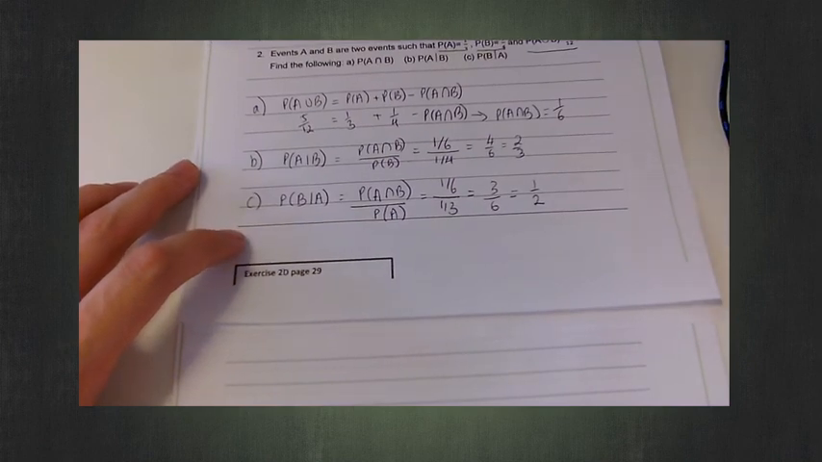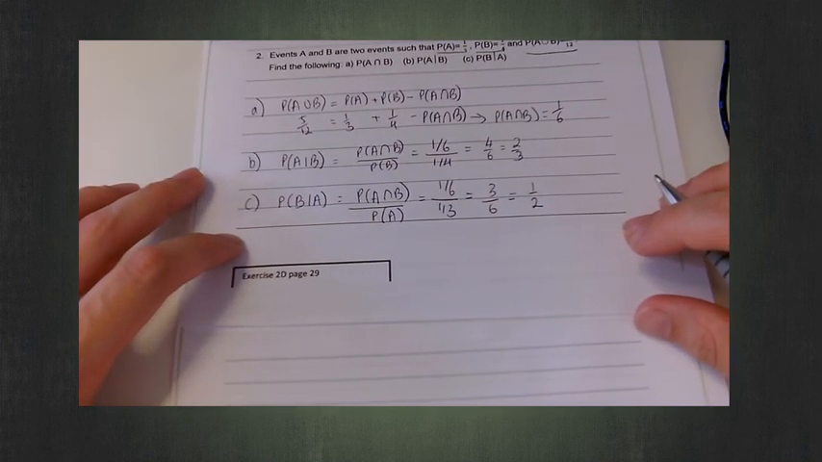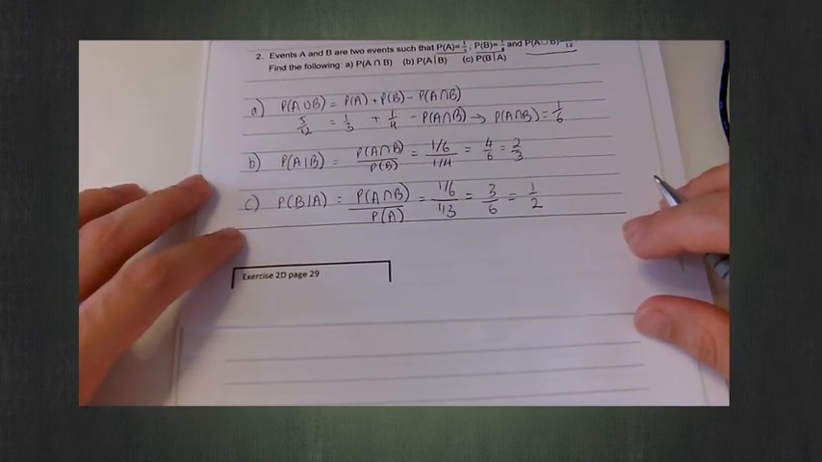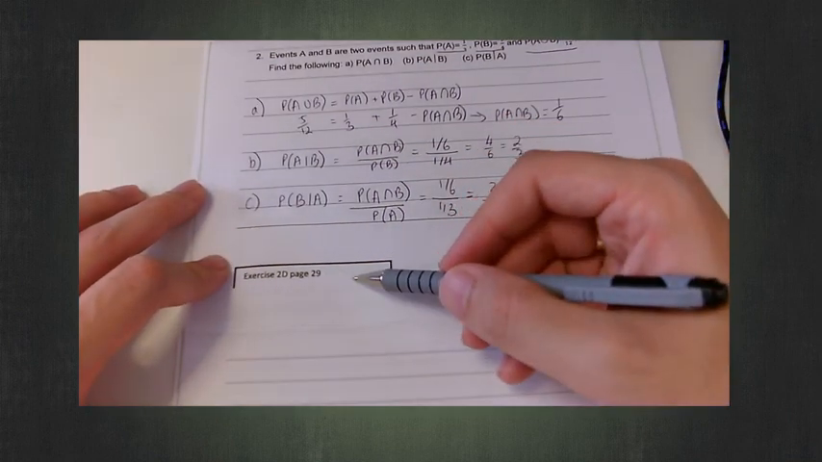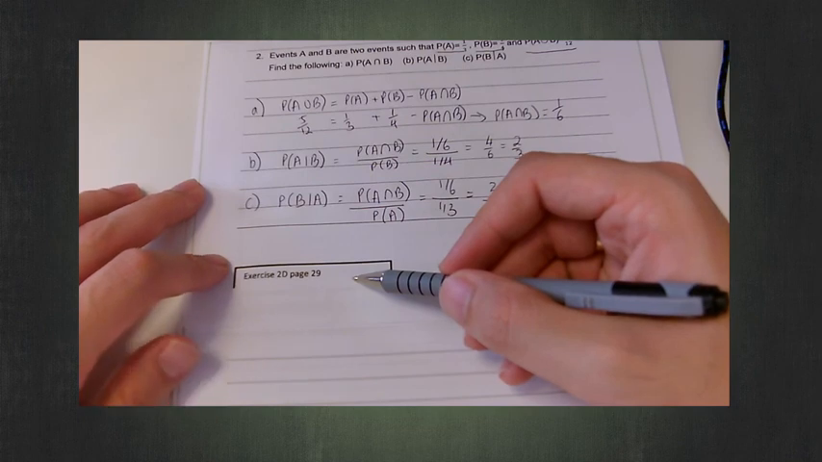Okay, so that is the essence of the probability formula, the addition formula and the multiplication formula. Page 29 of the textbook, exercise 2D. You can have a go at some of the questions there.